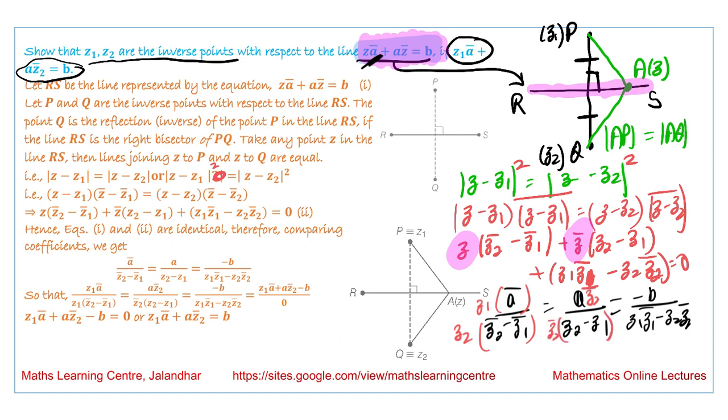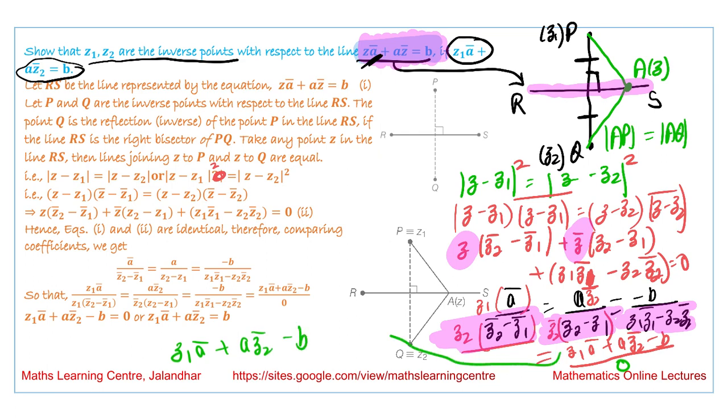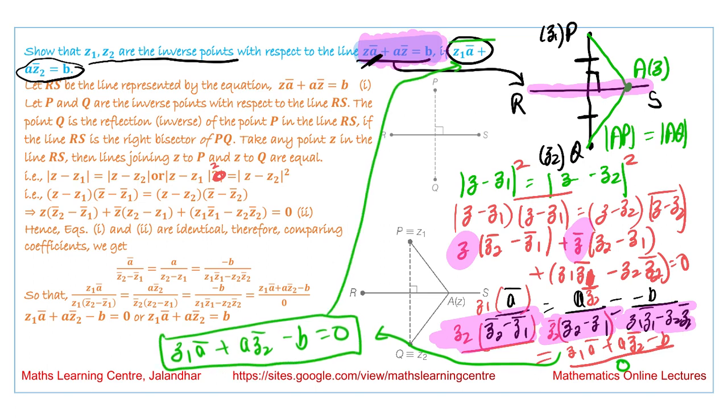We are multiplying and dividing this second term with Z2 bar, and we add all these terms. We will obtain Z1A bar plus AZ2 bar minus B over these denominators we have over here. These denominators are the same, so the denominator over here will become 0. So this implies that Z1A bar plus AZ2 bar minus B, this numerator part over here, should be equal to 0. And this implies the given condition that Z1A bar plus AZ2 bar should be equal to B. We obtain this result.